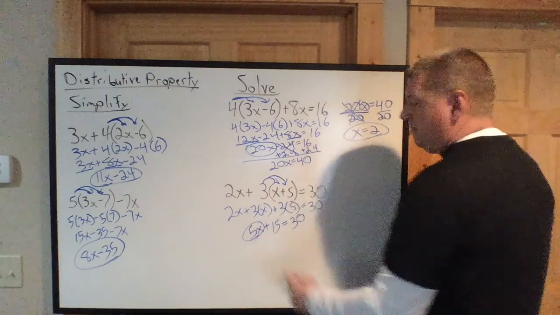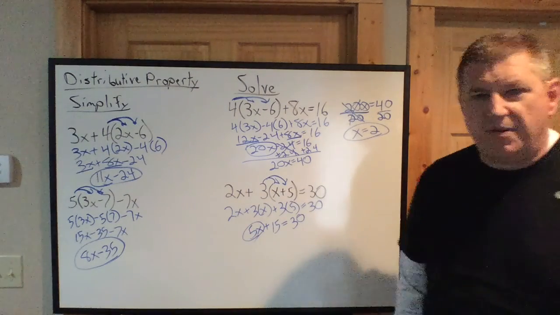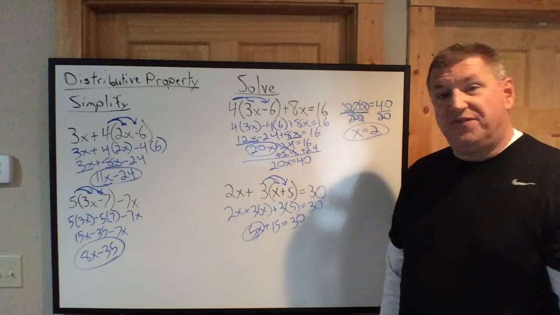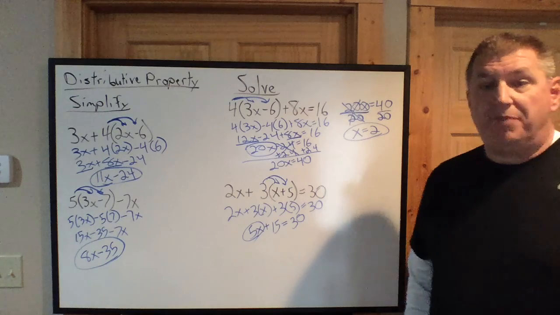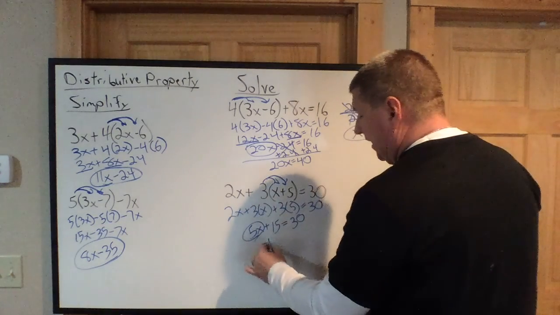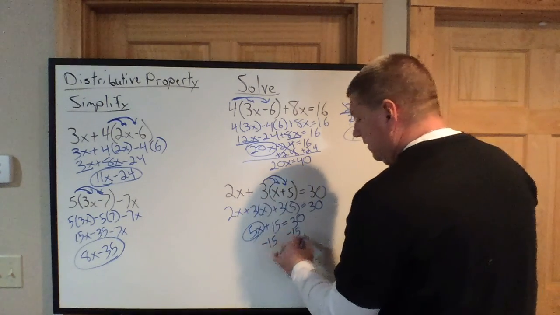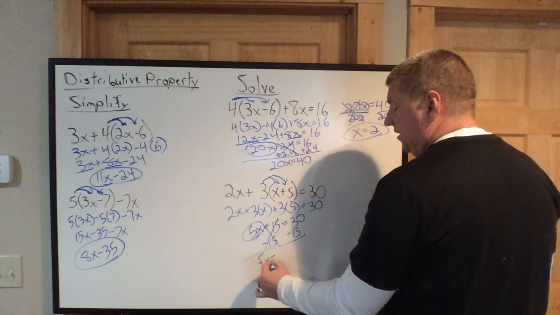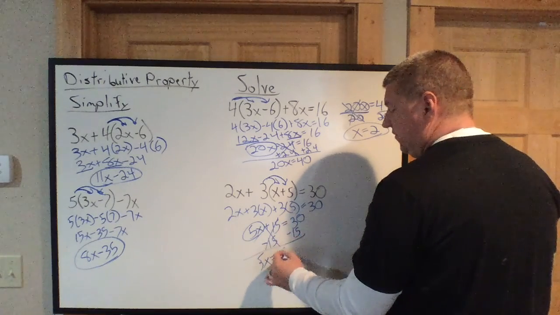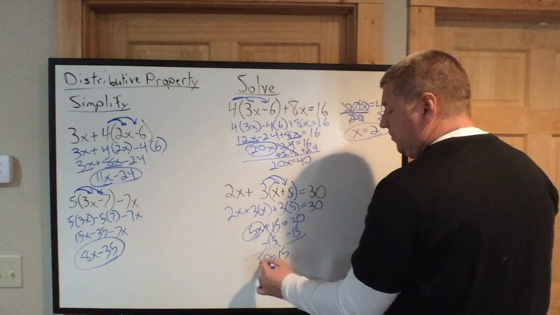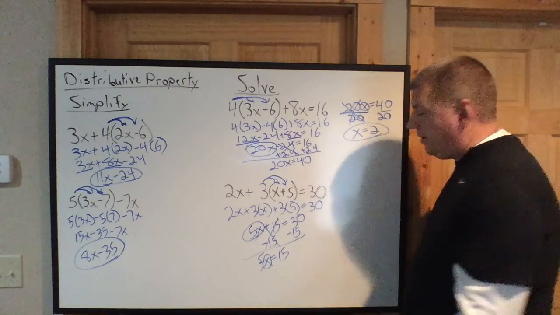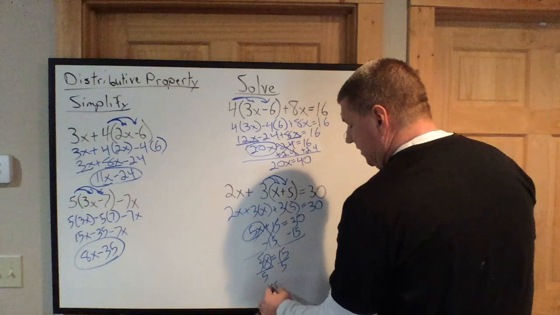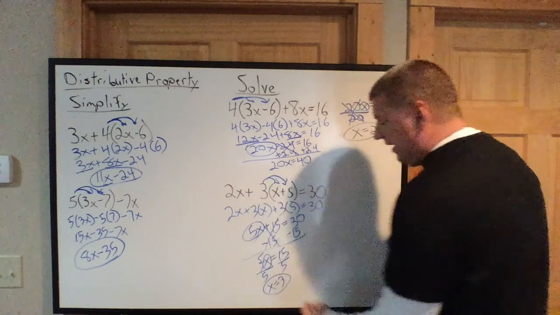So there's my term with my variable in it. Put my force field around it, the circle. What is happening to the circle? It is being added by 15. So I need to undo that by subtracting 15 from both sides. Those cancel. The 15s cancel. 5x equals 30 minus 15, which is 15. We need to get the x by itself. It's being multiplied by 5, so we divide by 5 on both sides. X equals 3. That's my final answer.